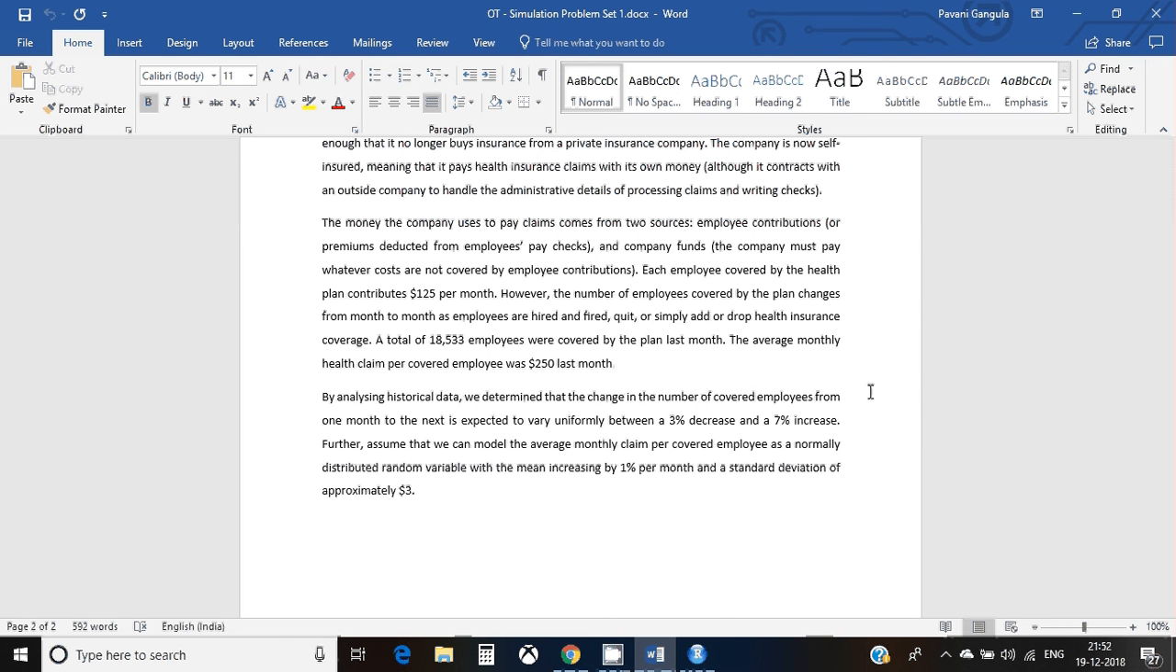Further, assume that we can model the average monthly claim per covered employee as a normally distributed random variable with the mean increasing by 1% per month and the standard deviation of approximately $3. Let's have a look at the code.